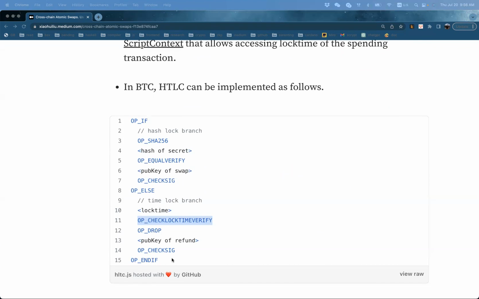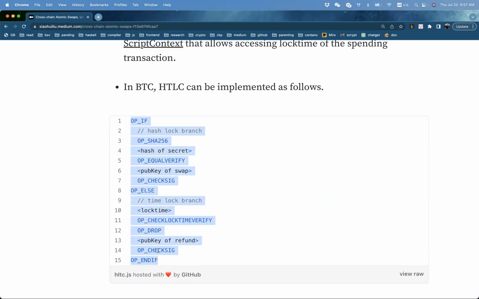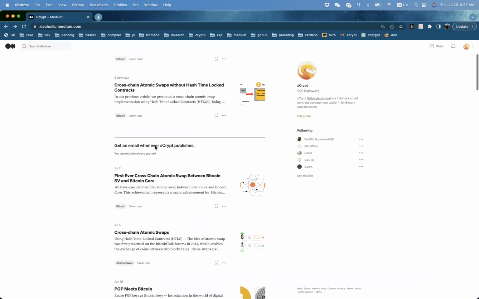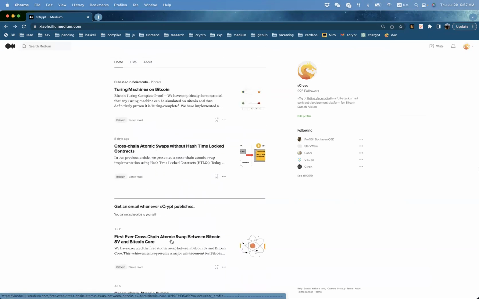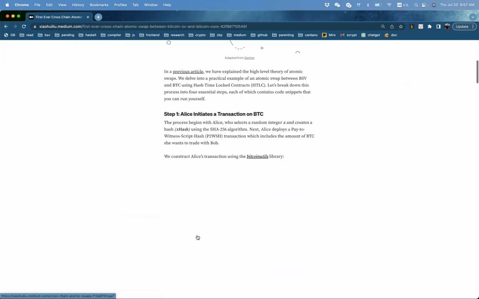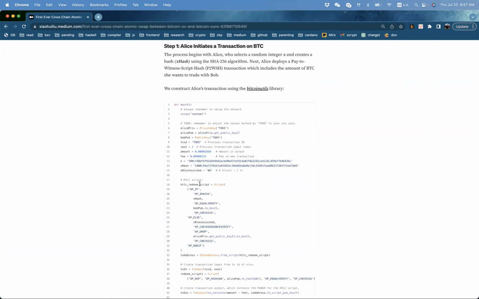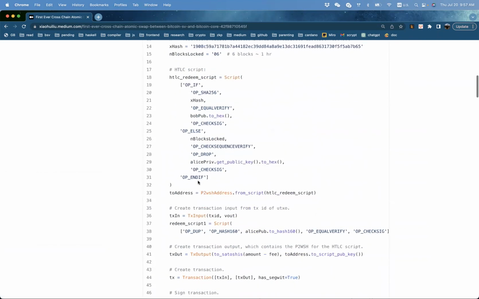You can pay to, what is this? A Taproot. Yeah, you have to adapt. As long as you can put this in either pay-to-script hash or pay-to-Taproot, you can do all kinds of things. So in our case, we also show this in the first article, and we actually provide the code here. We have done the first cross chain between BSV and BTC Core.